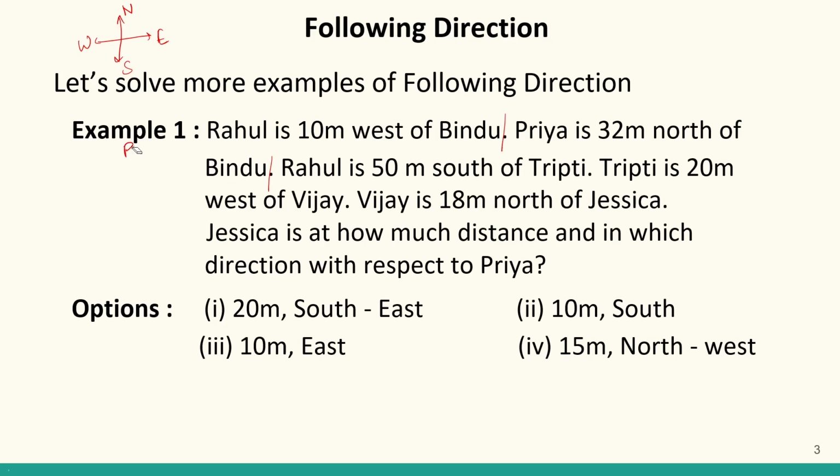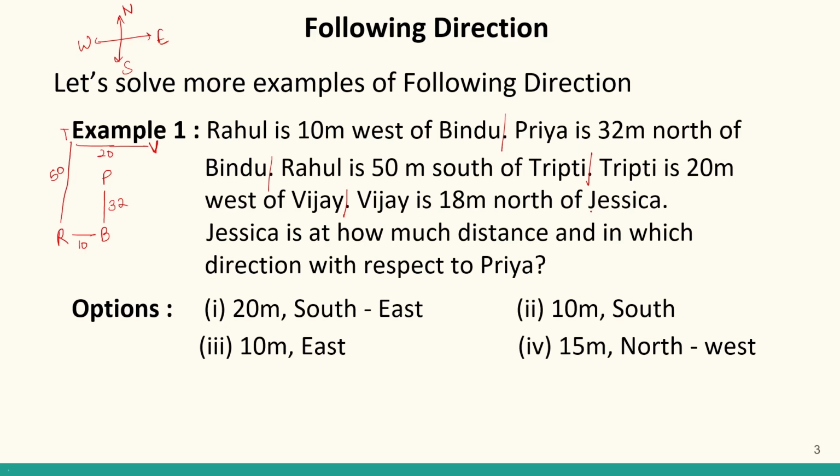So let me draw it again. Starting from here. Rahul is how much? 10 meter west of Bindu. Priya is 32 meter north of Bindu. Rahul is 50 meter to the south of Tripti. So Tripti will go even further over here, 50 meter. Okay. Tripti is 20 meter west of Vijay. So Tripti is to the west. 20 meter west of Vijay. Vijay will be somewhere over here.